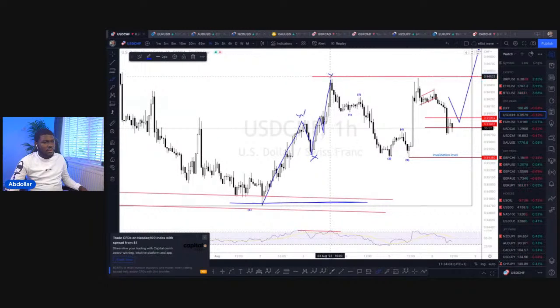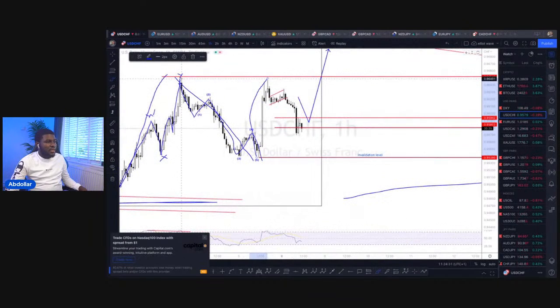This can be called Y. Alright, WXY. Then we now have an impulse that started wave 1, wave 2, wave 3, 4, and 5. So that means the whole of this is a correction and will follow by impulse, and then this is another correction because it failed to break above the beginning of this impulse.